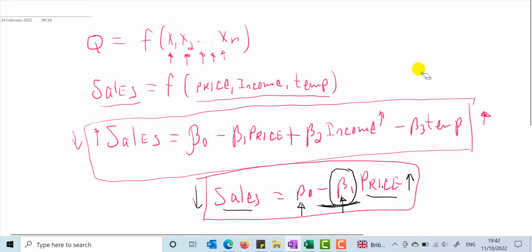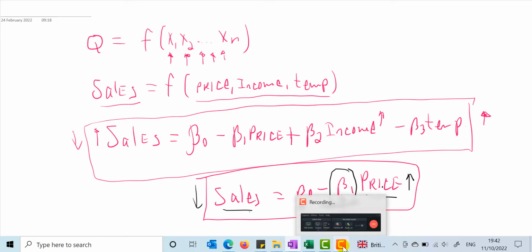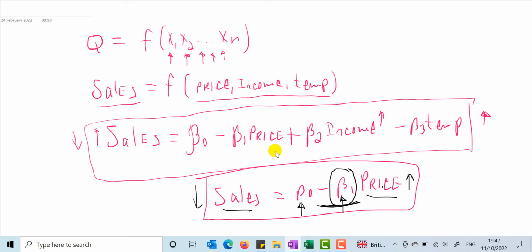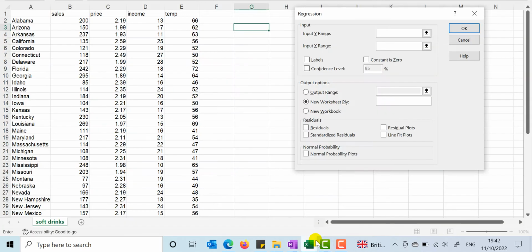But we have imperfect data. We have a very limited number of data points, 48 observations. So anything might happen. In other words, we might get a positive value for beta 3 or a positive value for beta 1, because there are usually identification problems in demand estimation. Okay, so let's move on now.